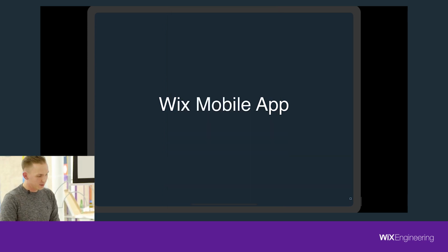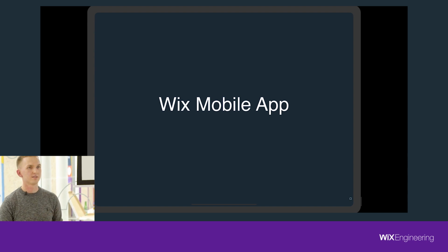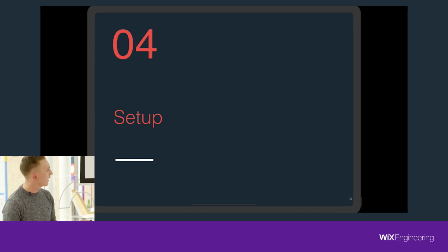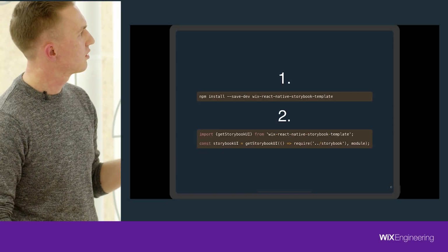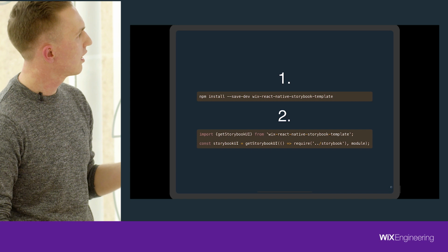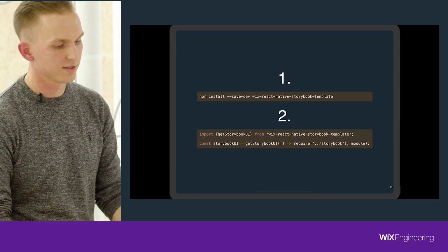Let's go to the setup. Setup itself is really easy. We created a helper library called Wix React Native Storybook Template, where we take care of all the necessary configuration. And all we have to do is import getStorybook UI. It is a function which requires a story list, which I'll tell you soon how to write. And it returns the view component that you can put anywhere, as I already said.